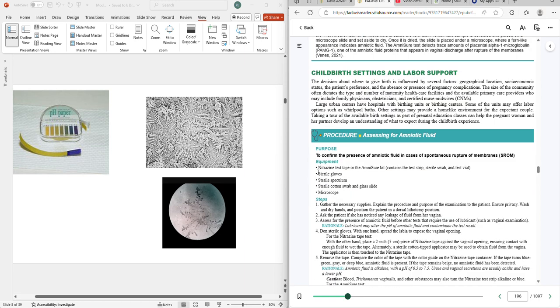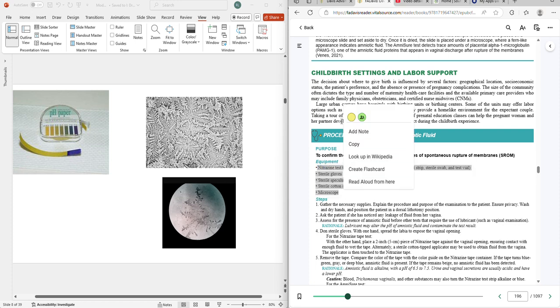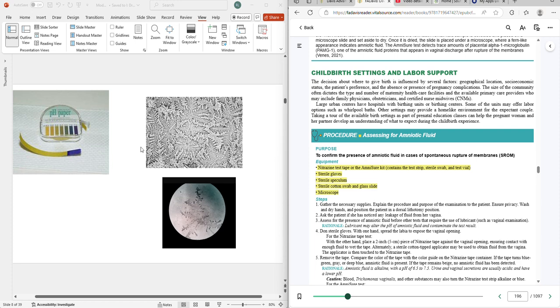And then you see the equipment, and it's listed here as well. They have the AmniSure tests now that are very popular, supposedly more accurate, and this paper will turn purple, a false reading, if KY jelly or any type of lubricant is used. So if a patient comes in telling you that she thinks her water broke, do not use KY jelly or any type of lubricant, because if you use the AmniSure or the Nitrazine, it can become a false positive.